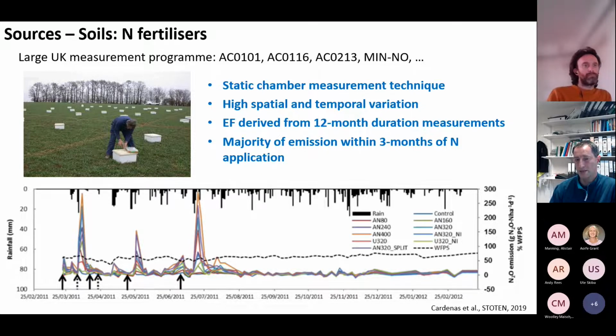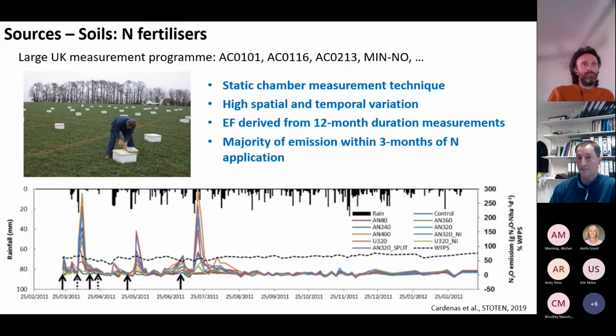Predominantly, those measurements are made using the static chamber technique that you can see in the top left picture there. So a large number of chambers put across various plots and treatments. We know that there's high spatial and temporal variation in nitrous oxide emissions from soils. So our sampling design has to take account of that. So we really do have a lot of chambers in the field, either multiple chambers on individual plots and also multiple replicates for treatments. And then a lot of sampling across the period of 1 year.